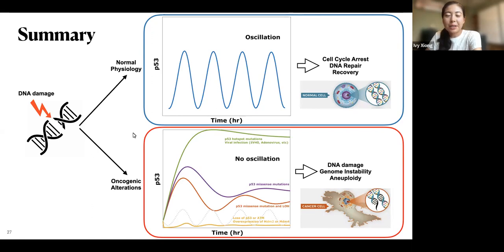So here comes the summary of the second part. I've shown you how, in response to DNA damage, p53 in normal physiology oscillates to facilitate cell cycle arrest and DNA repair, and in the end the cell recovers from the damage and challenge. However, due to oncogenic alterations, the whole range of behavior now loses the oscillatory pattern, which leads to accumulation of DNA damage and induced instability that precedes cancer development.